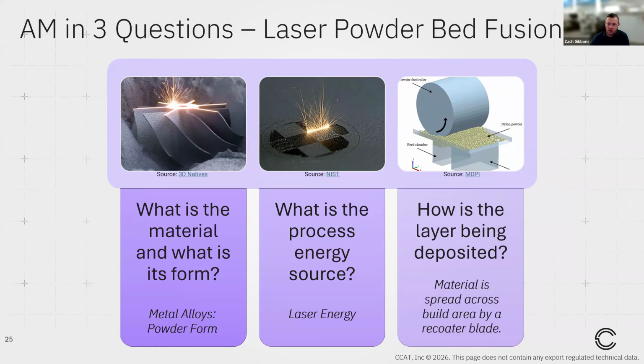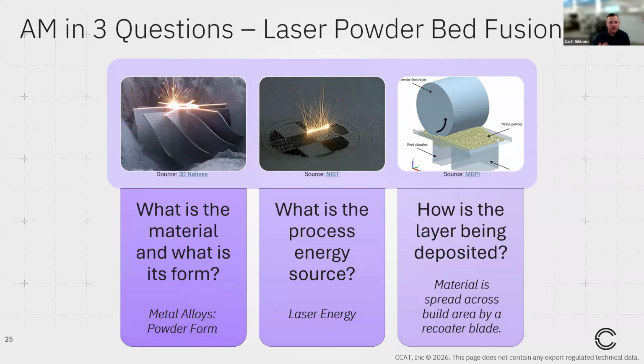Our laser is going to melt that 2D part geometry within that individual layer. The whole build chamber is going to drop 1 layer thickness and rinse and repeat that process until we actually have a fully formed part. So regardless of the process family, regardless of the material, we can use these 3 pretty simple questions to describe what is really going on in each of those additive manufacturing processes.